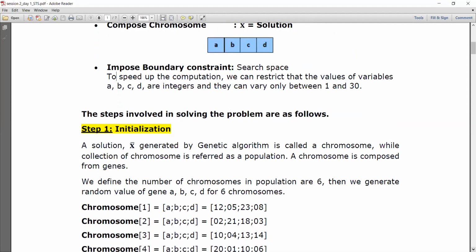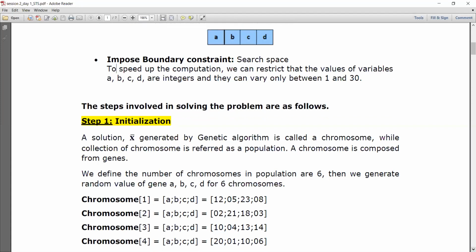Next step, how are you going to impose the constraint? One basic constraint normally we need to know is the boundary constraint. Whether it is an unconstrained problem or a constrained problem, we will definitely have the boundary constraint to speed up, to catalyze the reactions faster. So here, instead of going for a very large search space, we can reduce the search space between 1 to 30 for each of the variables A, B, C, D, so that we can fasten the convergence.